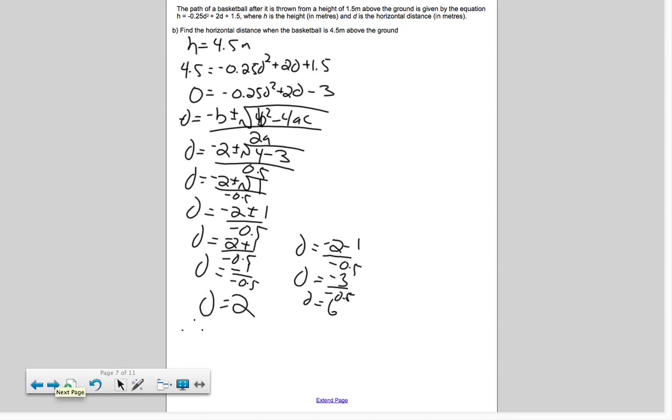So therefore, how far was the ball away when it's 4.5 meters high? How far away was the ball from me? If I shot the ball, how far away from me was it when it was 4.5 meters high?